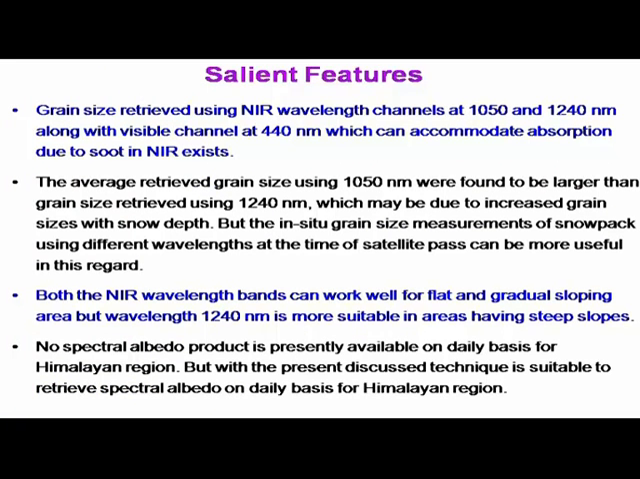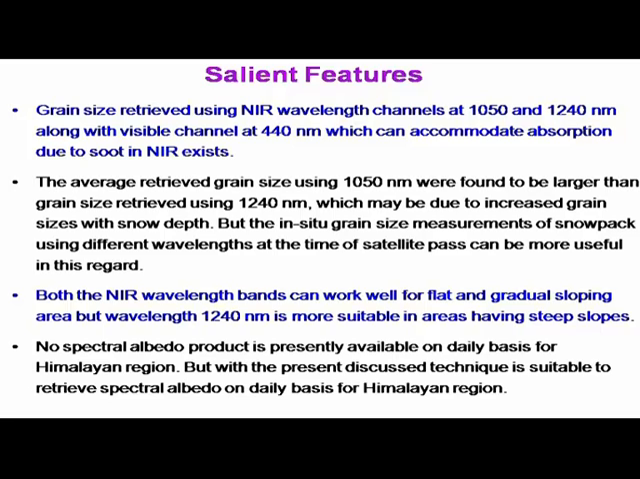The salient feature of this study was that the grain size was retrieved using the NIR channels 1050 and 1240 nanometer, along with the visible channel, which can accommodate the absorption due to soot in NIR edges. The average retrieved grain size using 1050 nanometer was found larger than that retrieved using 1240 nanometer, which may be due to increased grain size with the snow depth. But for that, one has in situ grain size data.